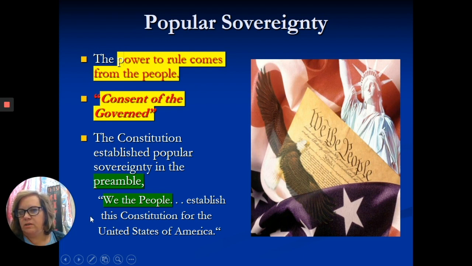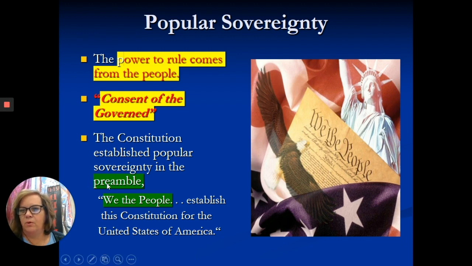And I also want you to notice that on the PowerPoint, it is highlighted for you to help you pick out the segments that are more detailed for that graphic organizer. So if I were wanting to describe this principle, I'm going to use power to rule comes from the people. That's what popular sovereignty is defined as. And I'm also going to look at the fact that what it means is going to be consent of the governed. The other portion of what is highlighted can tell you where it can be found.